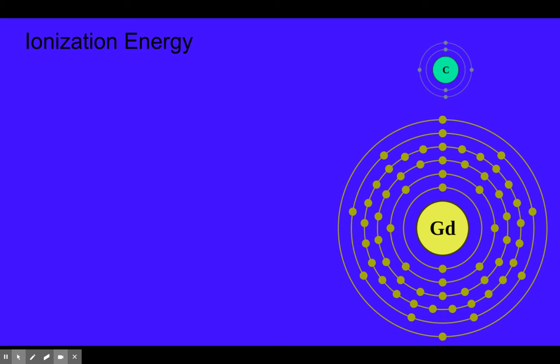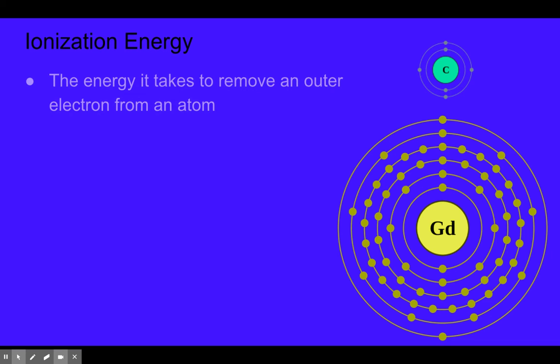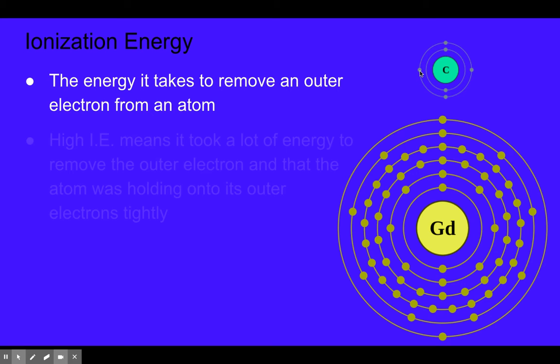Ionization energy. This is a new term for us. We've heard the word ion before. Ions have either lost or gained electrons, but we've not talked about ionization energy. Well, it's the energy it takes to remove an outer electron from an atom. Okay? So these outer electrons, remember they're called valence electrons, like one of these guys or one of these guys, outer shell electrons. How much energy does it take?